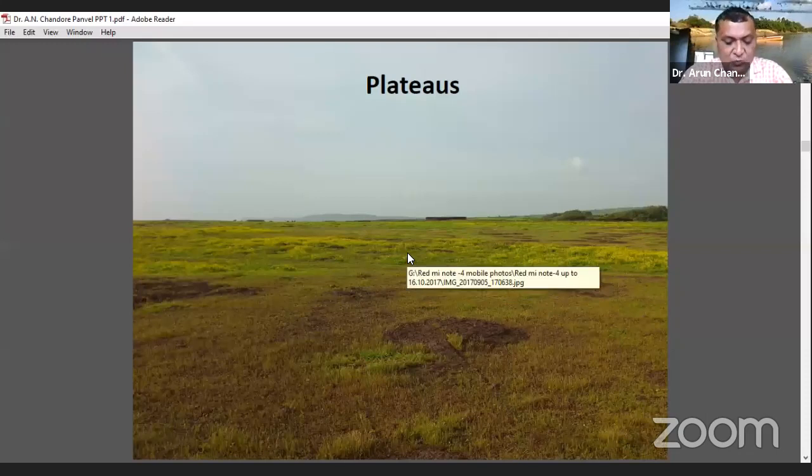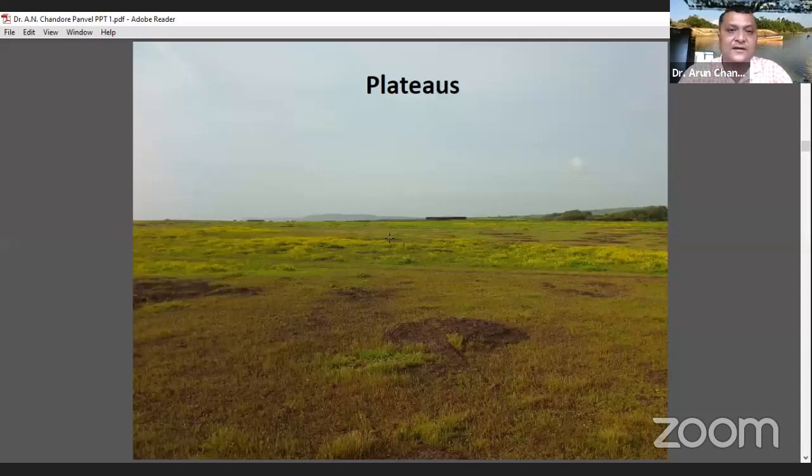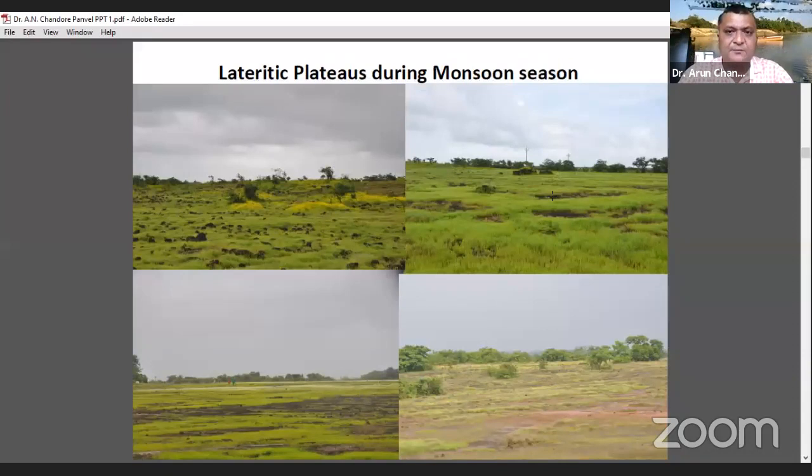Generally there are two types of plateaus based on altitude: plateaus of high altitude and plateaus of low altitude. The low altitude plateaus are found in the Konkan region, while the high altitude plateaus are situated in the Ghat region. You see these lateritic plateaus during summer, it looks like barren land. Nobody knows its importance, but here in summer it looks barren, and you see these plateaus during the monsoon season, a beautiful panorama of this plateau.